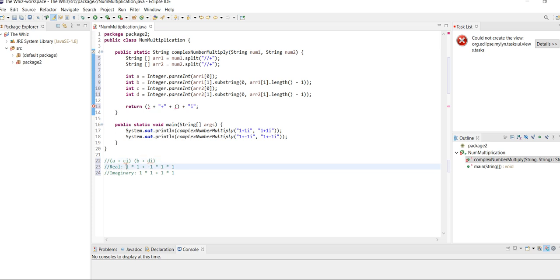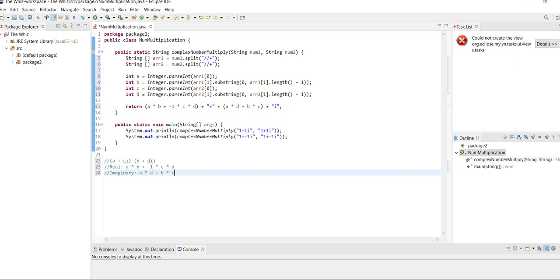So that means the real part is going to be a times b plus negative 1 times c times d. And the imaginary part is going to be a times d plus b times c. So we can just copy this over here, and copy this over here, and we can just run the code.